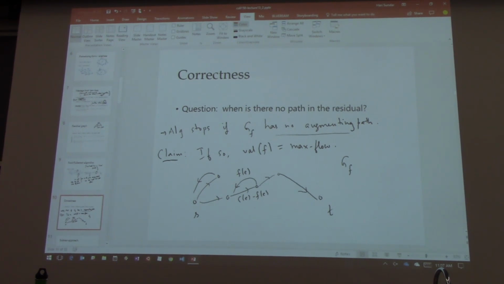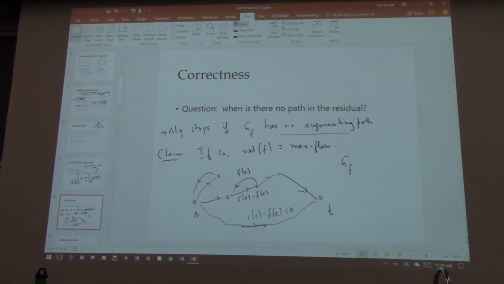What he's saying is that if I look at any path from S to T in this new graph, at least one of those edges will have no capacity. The new capacity is C of E minus F of E, so this has to be less than or equal to 0. Can it be less than 0? No, so it has to be equal to 0. So on any path from S to T, I must have at least one edge with new capacity equal to 0. That's a good observation.